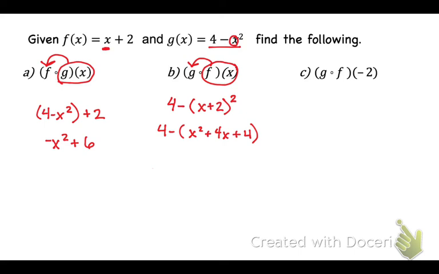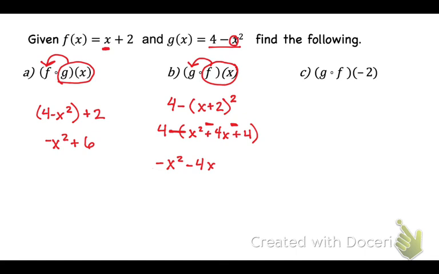Okay, so now what do I have to do? Now distribute a negative, right? And then combine like terms. So I get negative x squared minus 4x, and then it'd be 0, wouldn't it? Yes. Okay.